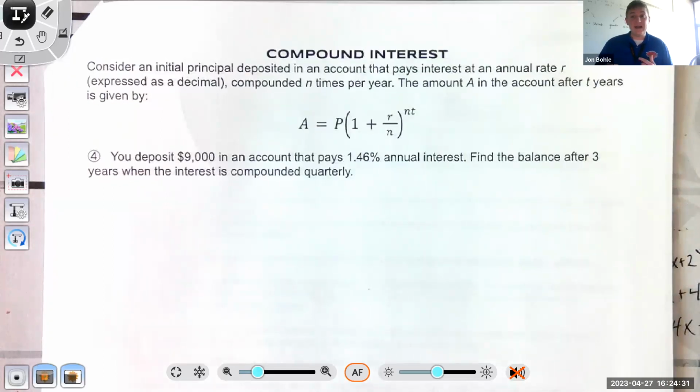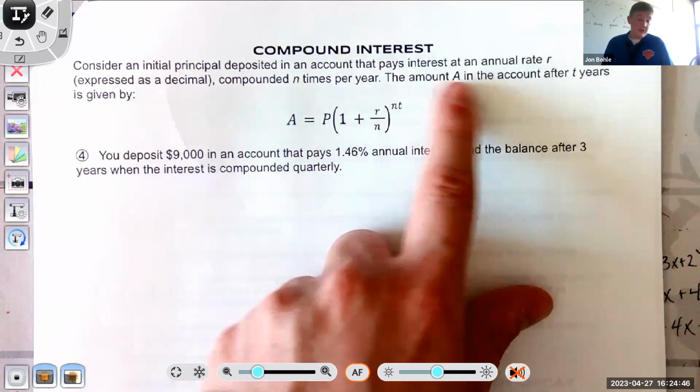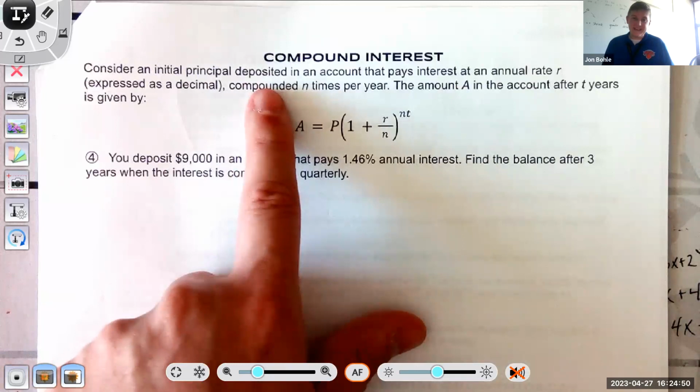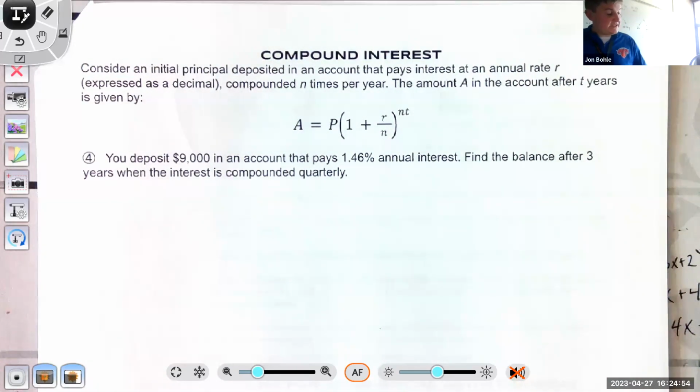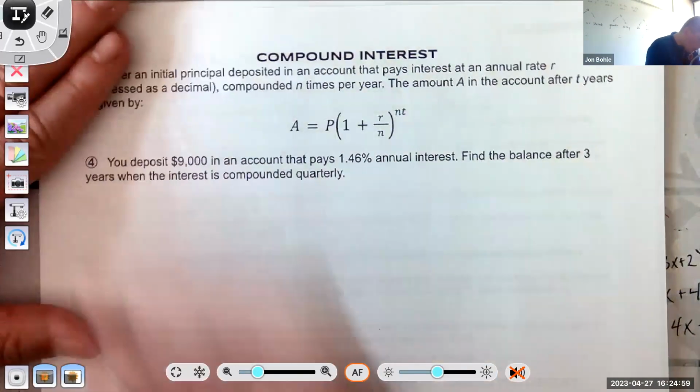Okay, so often money is grown in an account. It's compounded more than one time in a year. It can be compounded about as many times as you would like. It just depends on the account that you have. So consider an initial principal deposited in an account that pays interest at an annual rate R, expressed as a decimal, compounded n times a year, the amount A in the account after T years is given by this formula. So let's go over those.